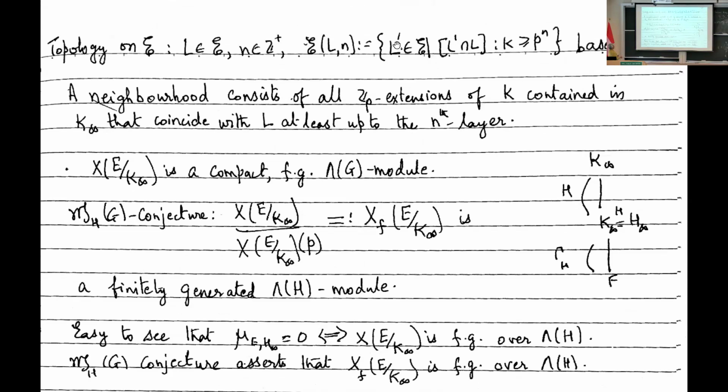So a base consists of all extensions such that the extension degree over the base field k, up to p to the power n, this extension degree is at least p to the power n. So in plain English, it consists of all Zp extensions contained in K infinity that coincide with L up to the nth layer.